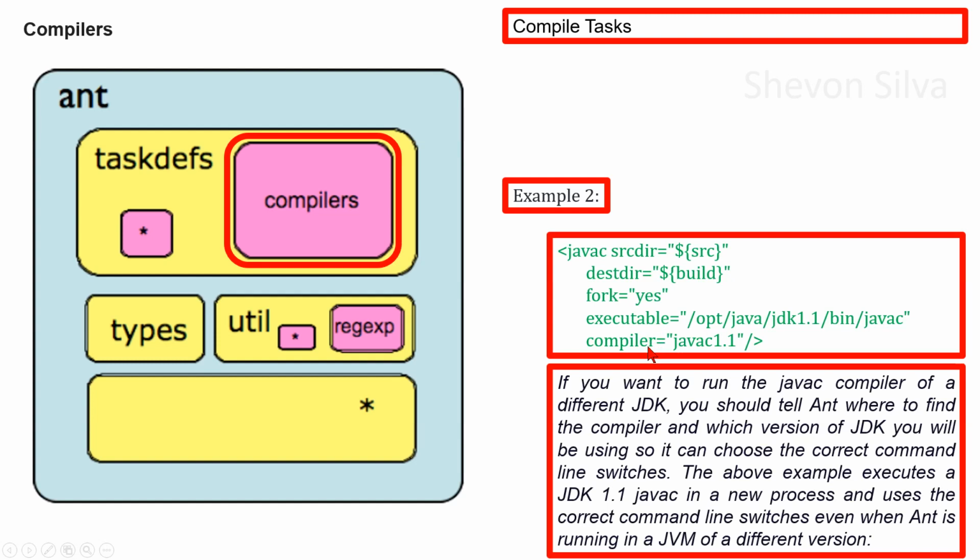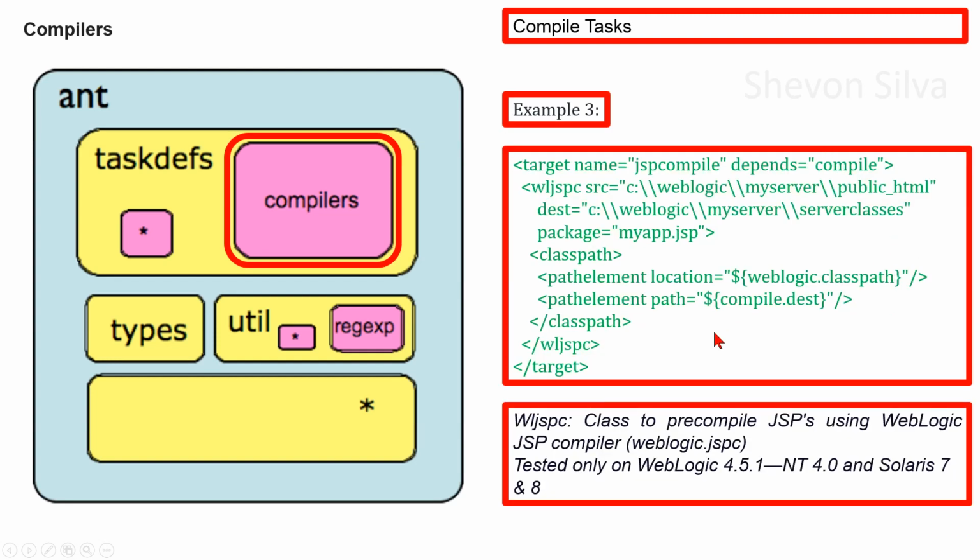As an example 3, we can consider this. Here the WLJSPC compiler class precompiles JSPs using the WebLogic JSP compiler, weblogic.jspc. This is tested only on WebLogic 4.5.1 and NT 4.0 and Solaris 7 and 8.